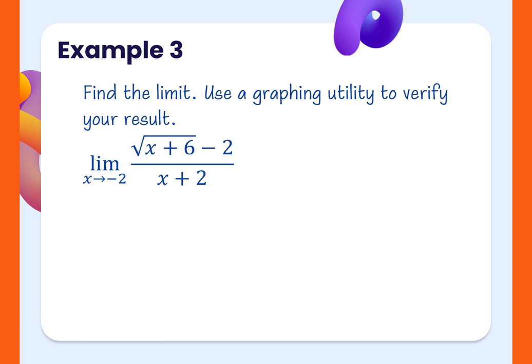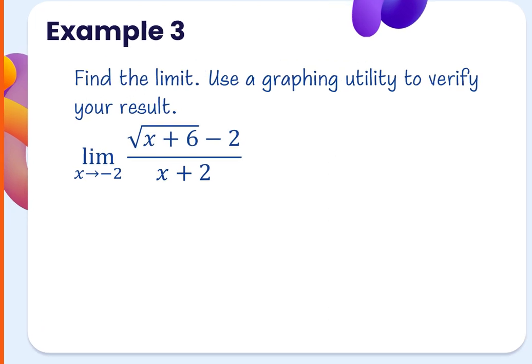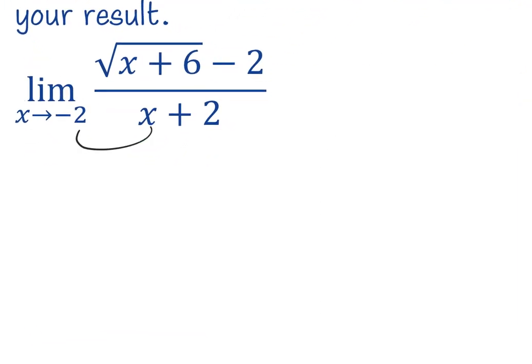Then we get stuff like this. So you've got a square root, okay? And it says find the limit, use the graphing utility to verify your result. But we're going to find the limit algebraically first. So here's what would happen if I actually just plugged this in with direct substitution. What's going to happen in the bottom? It's going to be 0. It's going to be undefined. So I can't do it that way. So I have to do it another way.